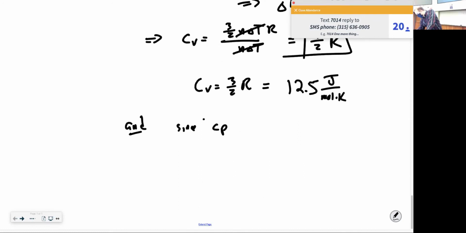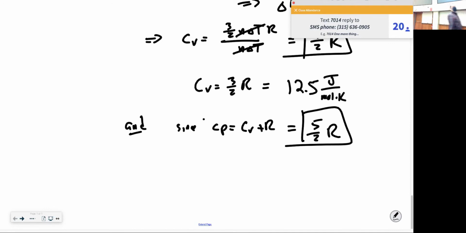Since we know CP is CV plus R, CP must be 5/2 R. Or what do we get to? 20-ish joules per mole Kelvin, something like that? I don't know. We can calculate what the specific heats for a monatomic ideal gas have to be just based on the physics of what's going on. And they're vastly different, right?